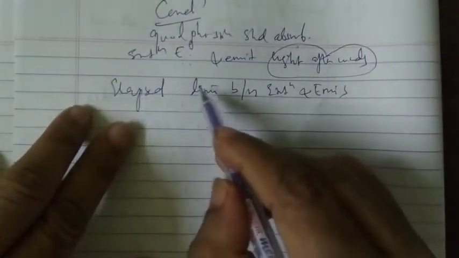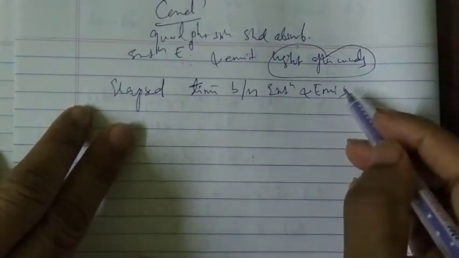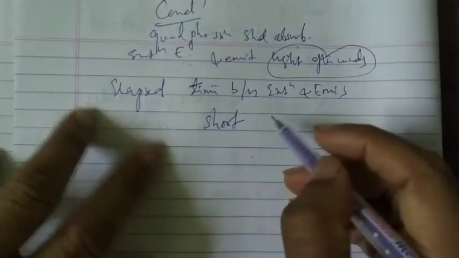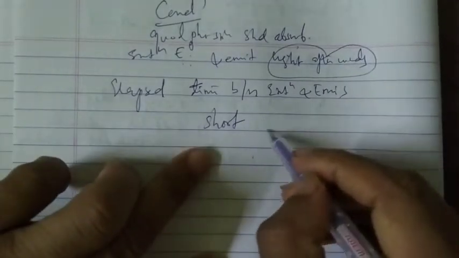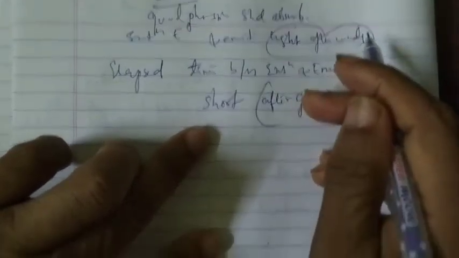And the second is elapsed time. If you see the elapsed time between excitation and emission, it should be short. Why should it be short? To avoid afterglow. This is the second important point here.